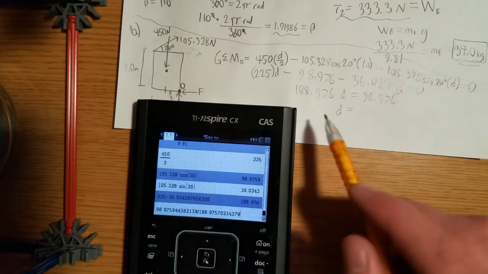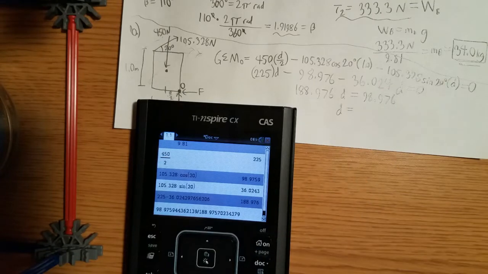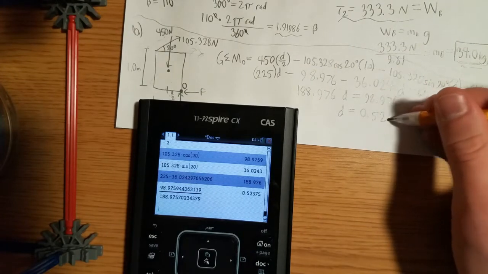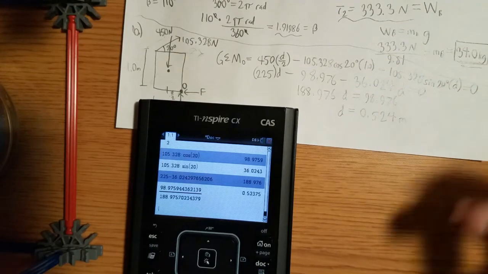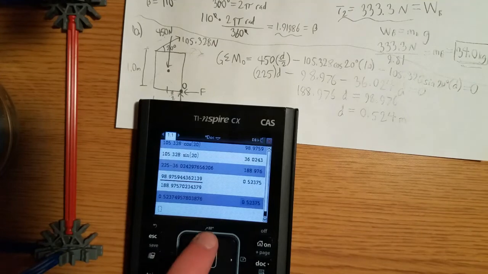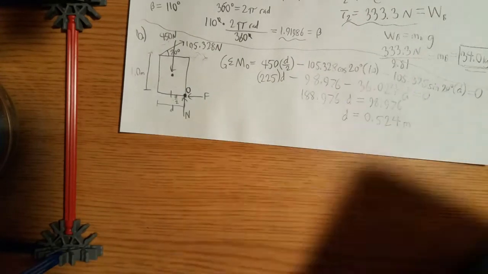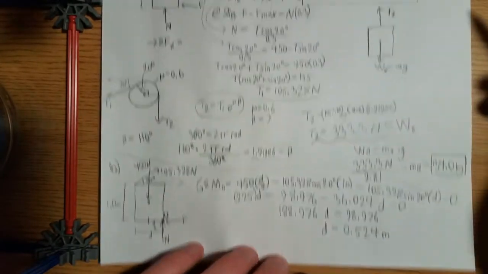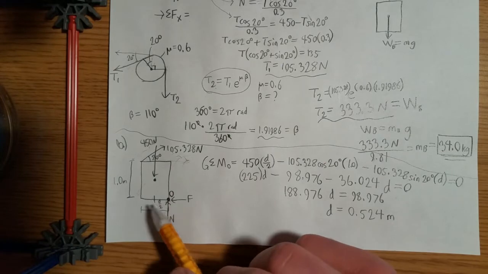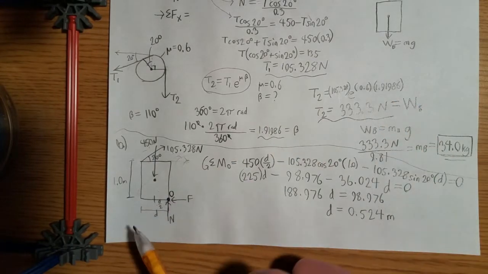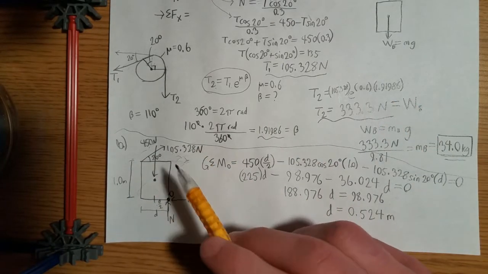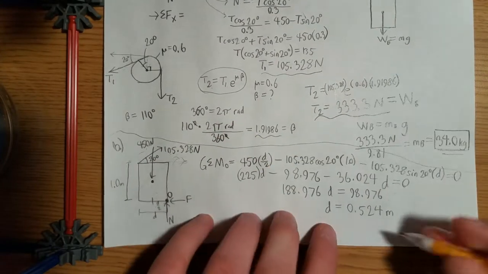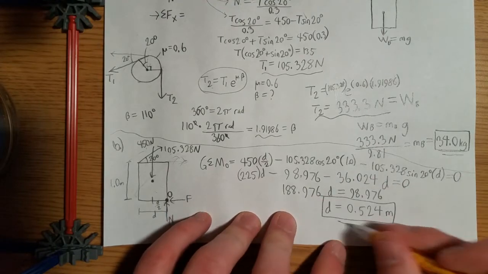98.976 divided by 188.976. And we get d is 0.524 meters. So d is 0.524 meters. That is the smallest that d can be to prevent it from tipping. If d were any smaller, then the moment caused by this tension force here would be enough to counteract the moment caused by the weight here. And so that's our second answer here.